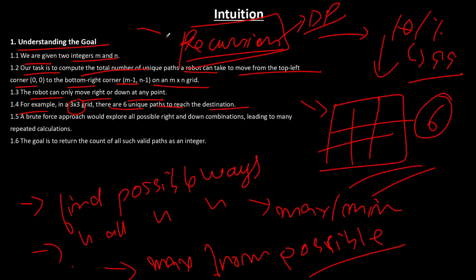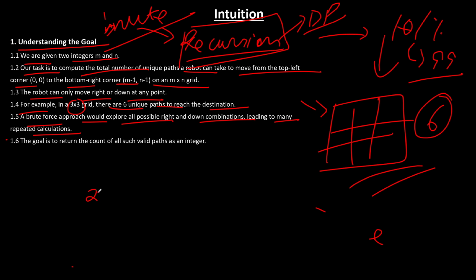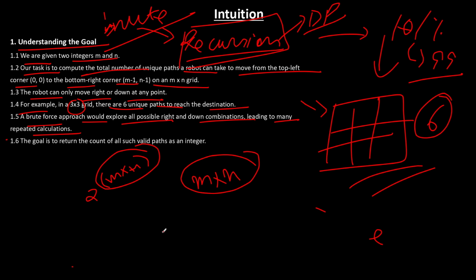And for this particular problem, the recursion is the brute force. Because the brute force approach would explore all possible right and down combinations, leading to many repeated calculations, right? And that time complexity will be 2 to the power m cross n. Why m cross n? Because the grid size is m cross n. And for each cell, you can either go to the right or go down, right? There is a 2, and since the size of the grid is m cross n, you will explore m cross n possibilities. That is where the time complexity comes out to be 2 to the power m cross n.